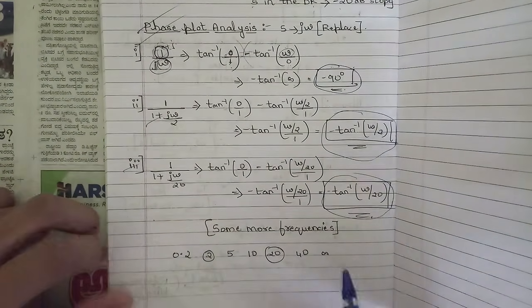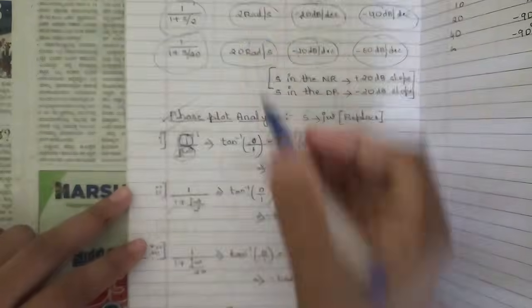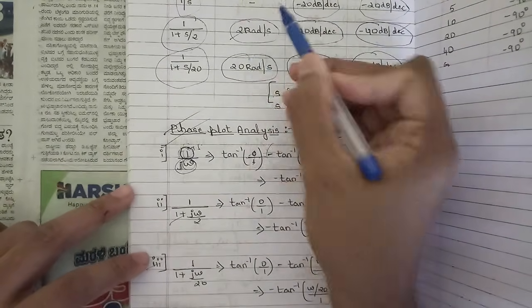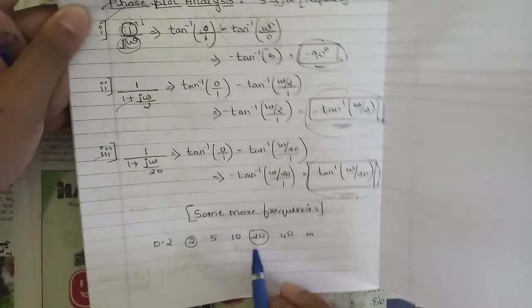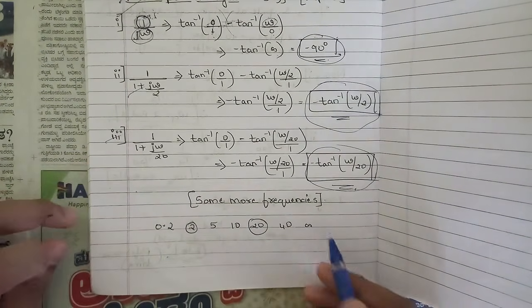Okay, some 5 to 6 values are enough, and among those values you should include the corner frequencies which we have taken, that is 2 and 20. This must be there when we are taking the values. Okay, so that's why I have highlighted this 2 and 20; the other numbers you can take randomly.